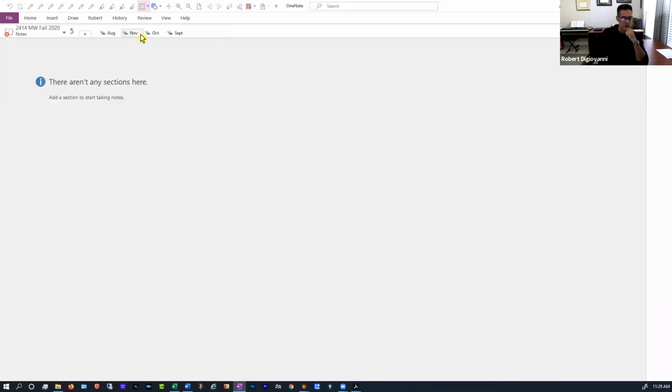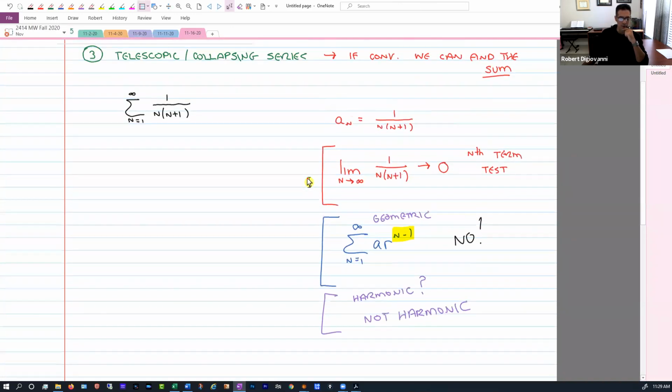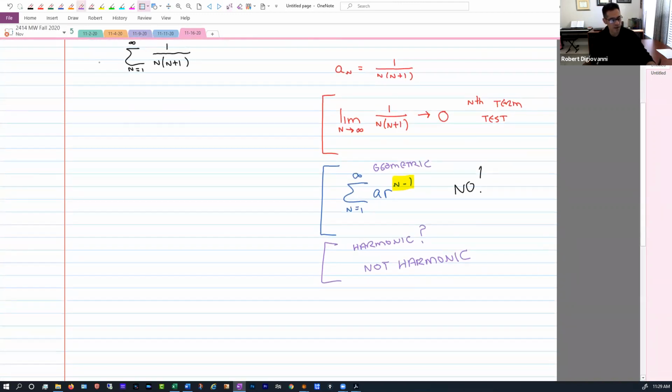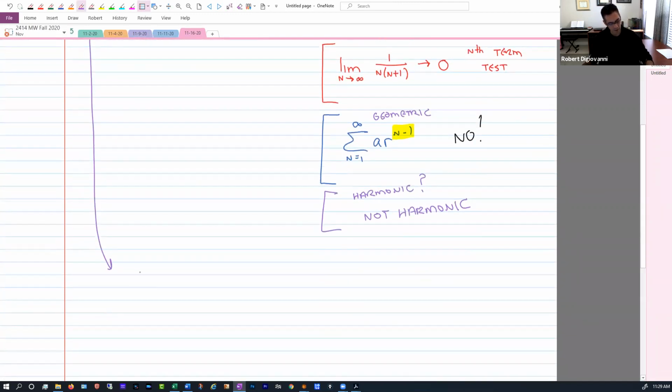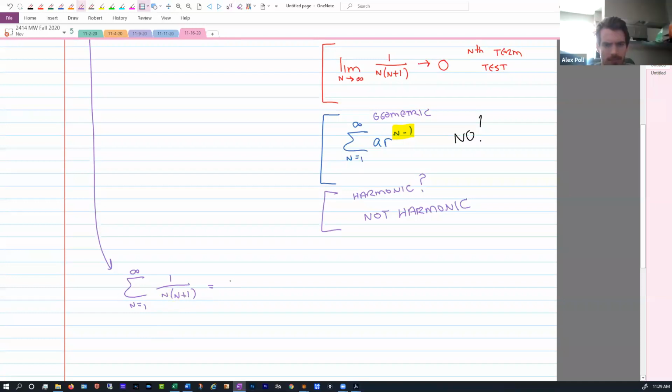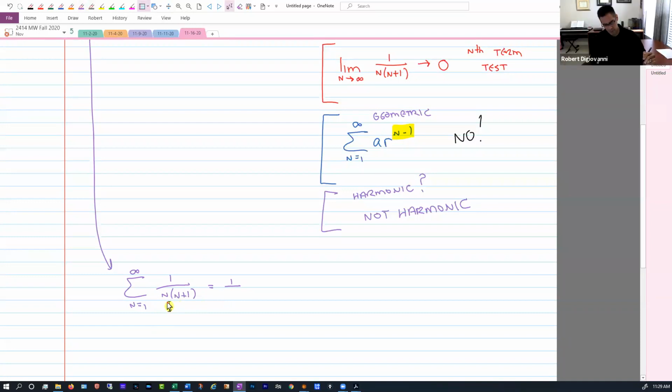So what next? Well, one thing we could do whenever you get stuck is start writing it out. Okay, so let's start writing this series out. I'm going to come down here because I'm running out of room. The sum of 1 over n times n plus 1, n equals 1 to infinity. Let's just start writing out what this is. If we plug in 1 here, what would we get? You get 1 over 1 times 1 plus 1, that's 1 times 2 is 2, right? We get 1/2.